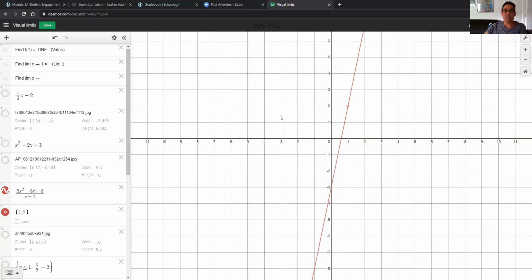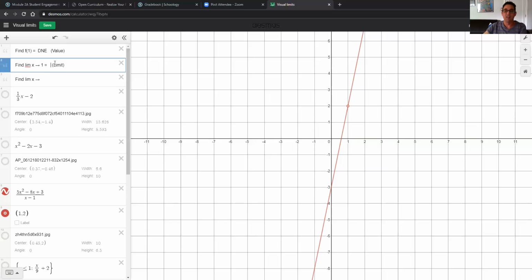However, limit does not mean the value of the spot. Limit means, what's it approaching? As you're approaching this point on the graph, it's kind of like asking what should be there. What spot should be there? And clearly the value that should be there is 2.